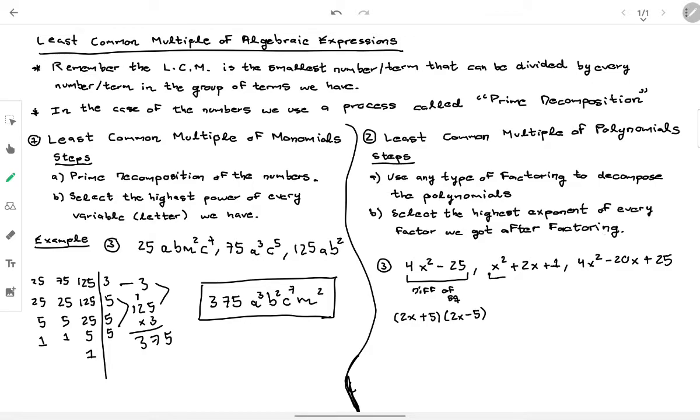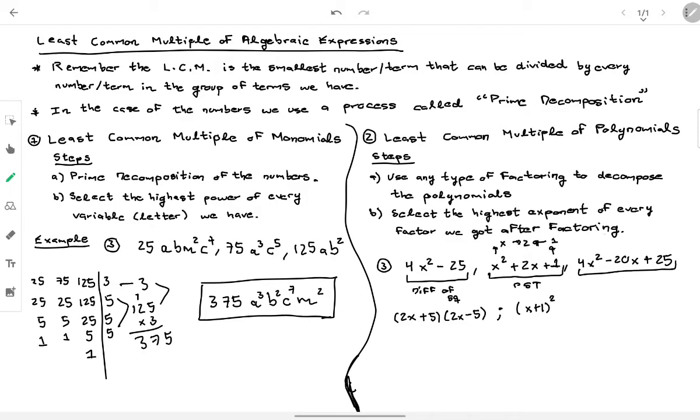This one is a perfect square trinomial. Why? Because this one is x, the square root of this one is 1, and if we multiply them by 2, it's the middle one. So this one is going to be x plus 1, all of it squared.